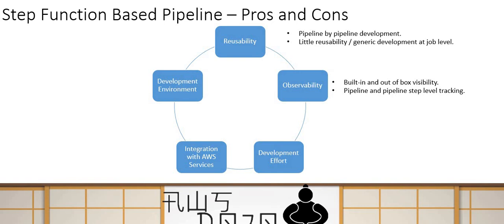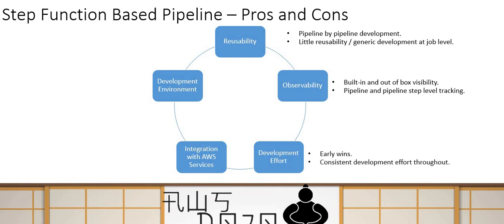In the case of Step Functions, you can use out-of-the-box visibility, because Step Functions provides you pipeline by pipeline, stage by stage execution tracking. So you can really get to know about pipeline-level execution status using the observability features of Step Functions.